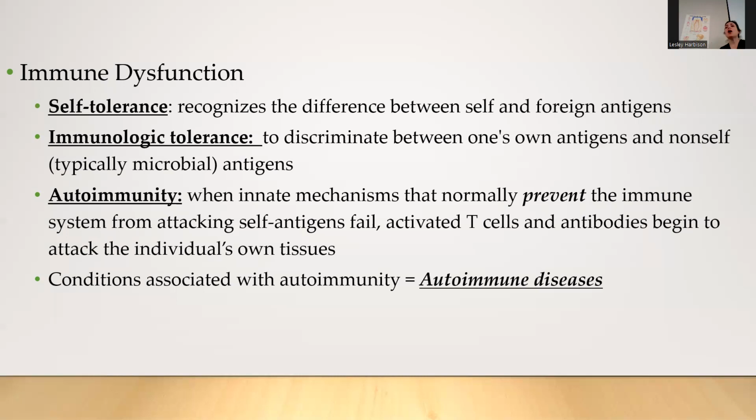Very similar terms. And then autoimmunity: when the innate mechanism that normally prevents the immune system from attacking self antigens fails, activated T cells and antibodies begin to attack an individual's own tissue. So there's a whole process that gets triggered, and all of those cells that would normally be directed towards something that's not self start to be directed towards something like our thyroid gland or skin cells, or all various things. Conditions associated with autoimmunity fall under the umbrella term of autoimmune conditions or autoimmune diseases.